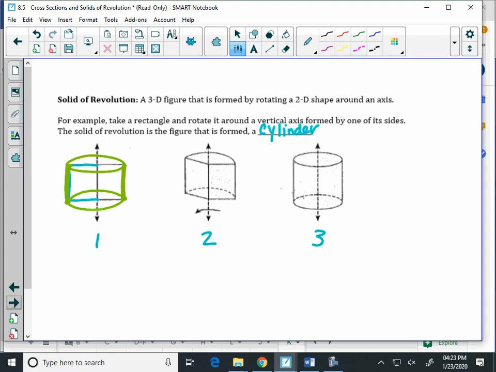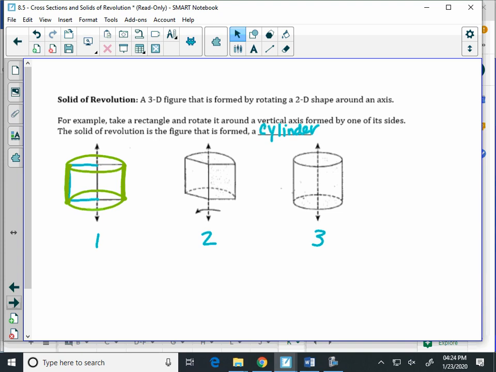It's a sloppy looking cylinder, but it's a cylinder. A little thing to remember, whenever you are rotating a rectangle, it's always going to result in a cylinder as your three-dimensional figure. Same thing with squares. When you rotate a square about a line, it's always going to result in a cylinder.